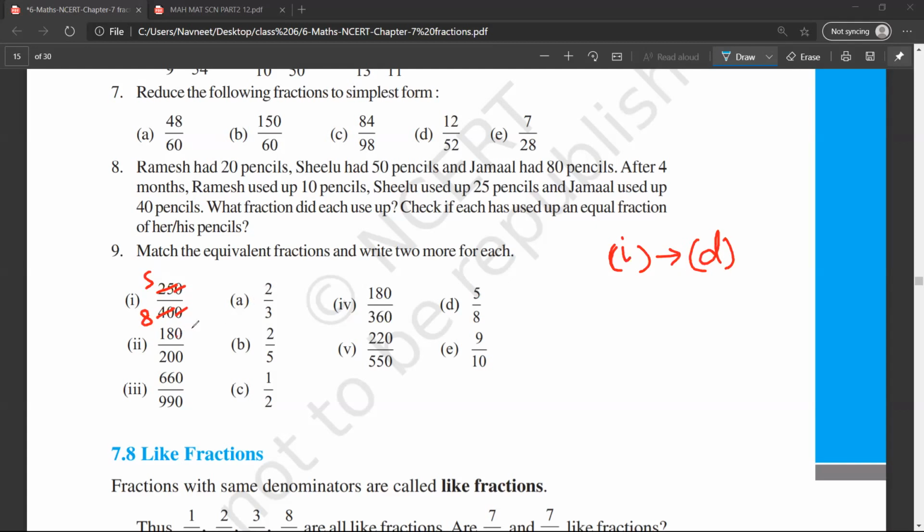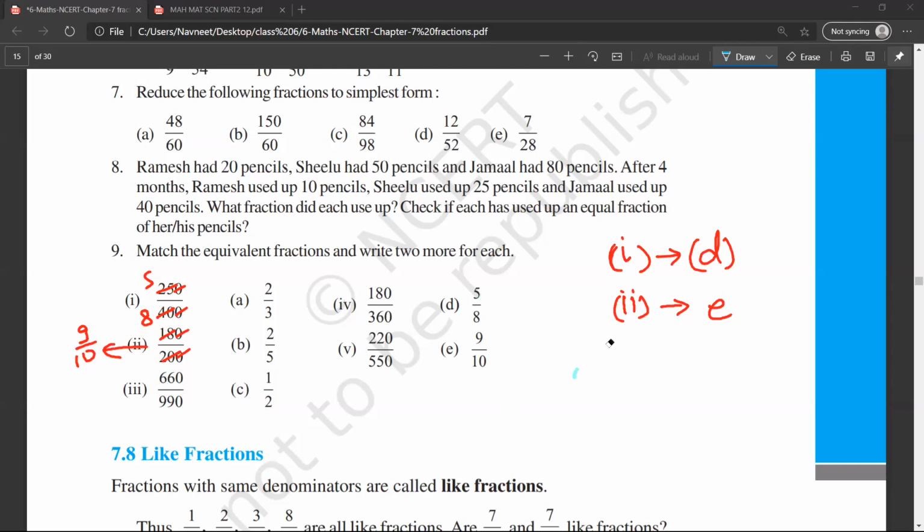Okay. So for example, this is 0 0. This is equal to 9 by 10. So this second part will be matched to which fraction? E. Yes, sir. And equivalent fractions for 9 by 10 would be 90 by 100. Perfect. And 900 by 1000. Next question.